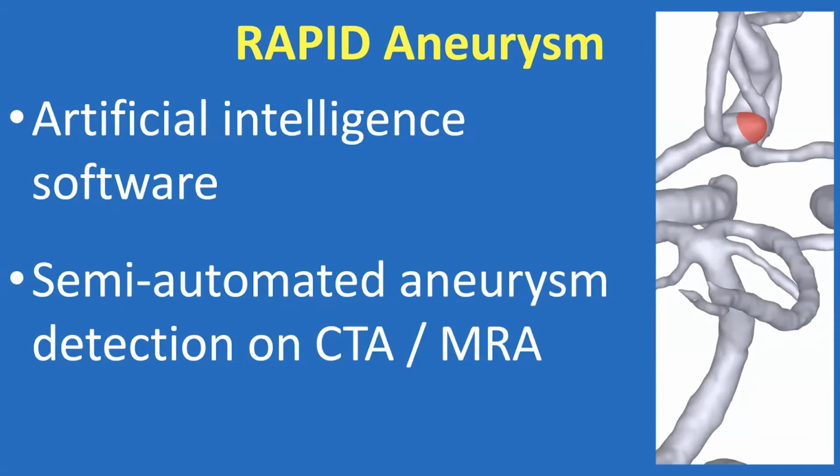CTA and MRA studies. And as you can see from this little image on the side here, what the software does is it takes a 3D surface rendering of the vessels from these non-invasive studies, and then it is able to detect the presence of the aneurysms on there. For the neurointerventional folks that are watching this, you can already see from this one image the striking resemblance to a digital subtraction angiographic image compared to what we typically are seeing on cross-sectional imaging.